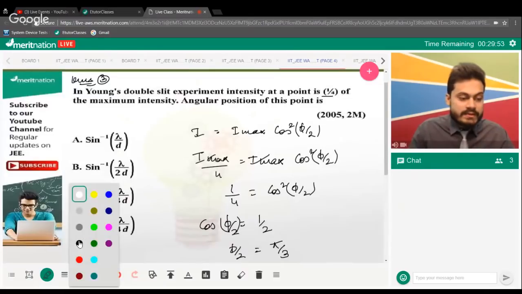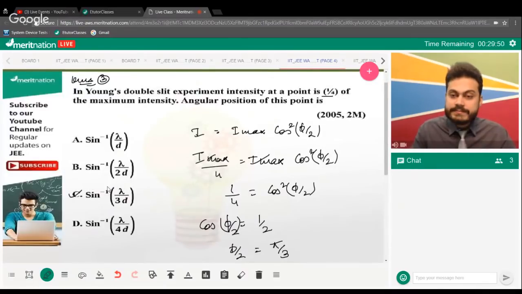So everyone, just let me know if you guys got all three questions. Okay, go ahead, keep responding and let me know. Okay, so the answer to this question is C, that is sine inverse lambda by 3d.